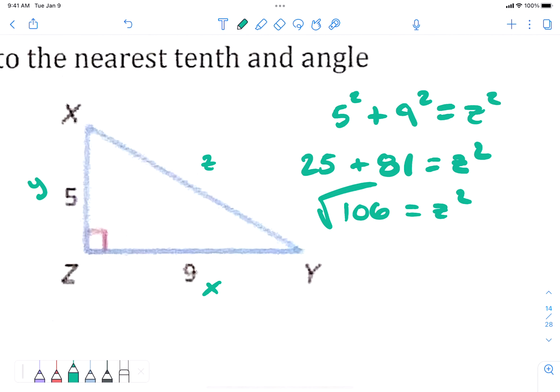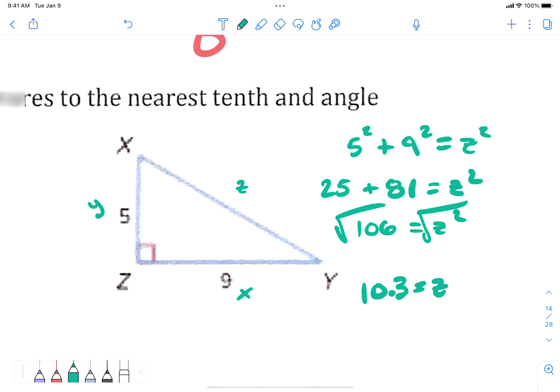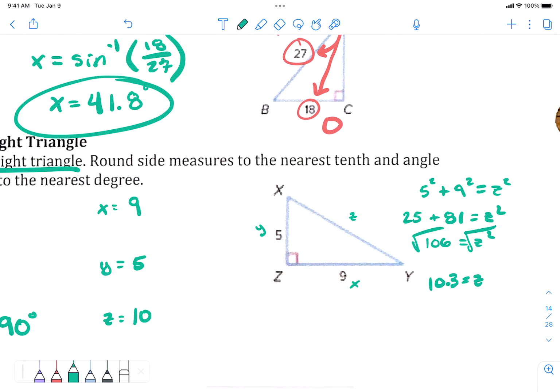And then we take the square root. And it's going to be like 10 point something. 10.3 is what z is, little z. So we have little z is 10.3. There we go. We already have one thing done. Boom. All right, then we have to find an angle.